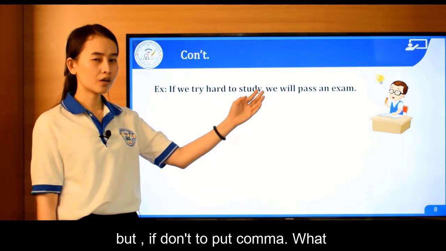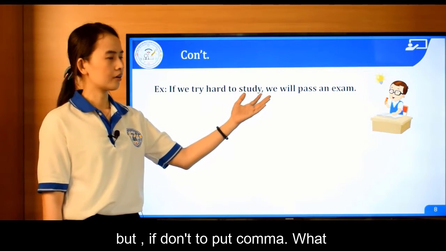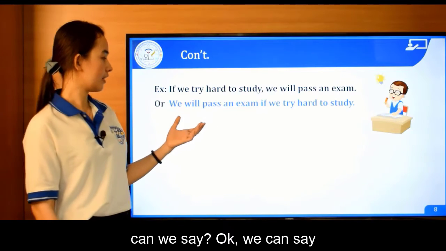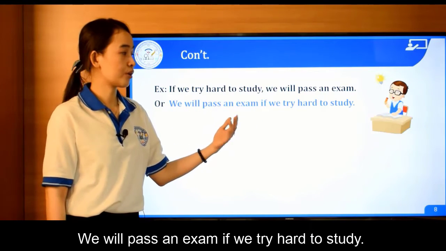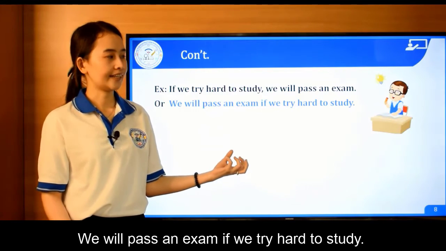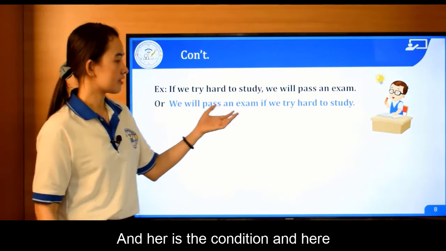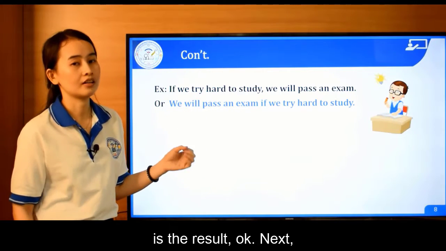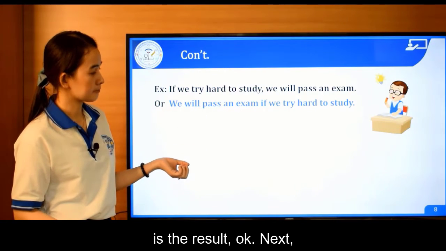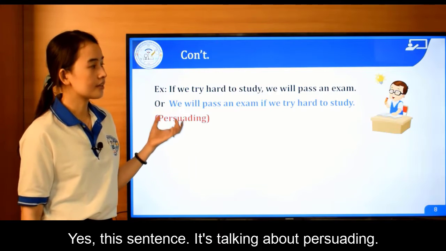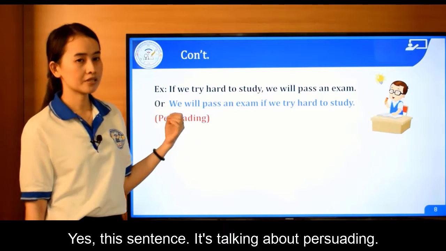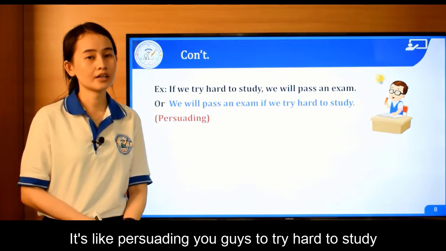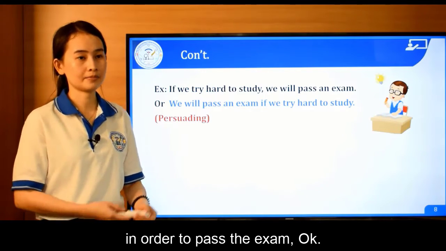But if you don't want to put a comma, what can we say? Okay, we can say, we will pass an exam if we try hard to study. Here is the condition, and here is the result. Okay, next. Yes, this sentence is talking about persuading. It's like persuading you guys to try hard to study in order to pass the exam. Okay.